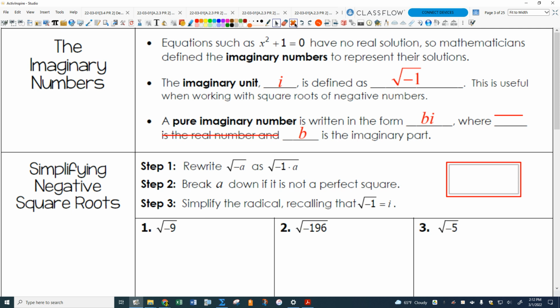Okay, so if we want to simplify negative square roots, well, what do we always do? Here are the steps we go through. We're going to rewrite the negative square root as a square root of negative 1 times a positive number. And then really there's another step that they should include here. Let's add this to our notes. And then we would write that as the square root of negative 1 times the square root of a. And the square root of negative 1 is equal to i, right?